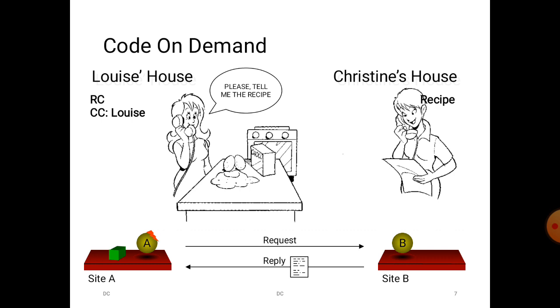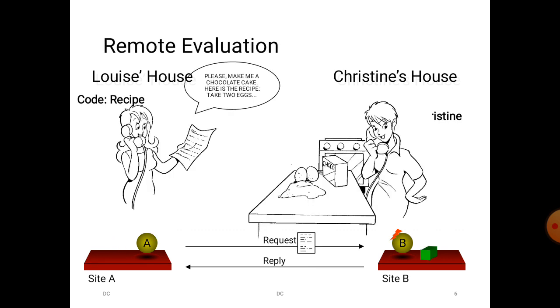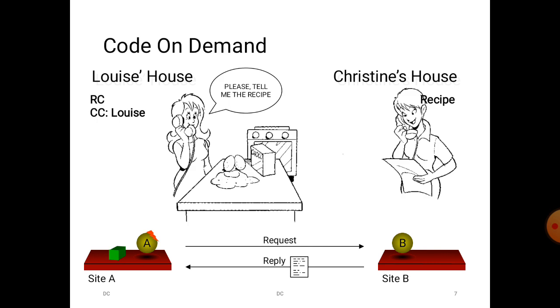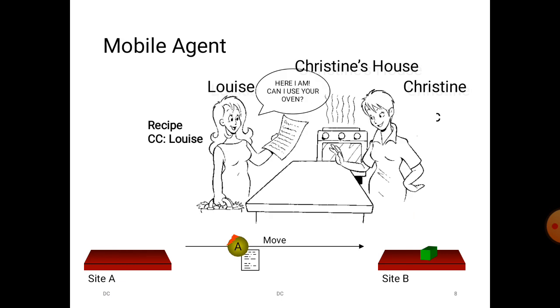So let us see here. That is, this A has the computational components. A has the resources. It just wants the recipe code. It requests for the code from B, and B sends the code as a response. So based on that, the process is executed inside A. This is code on demand.